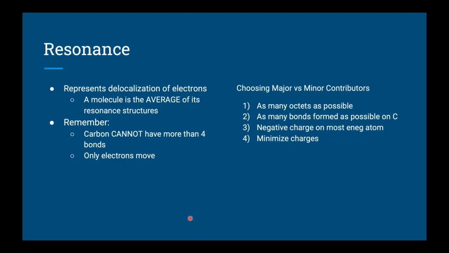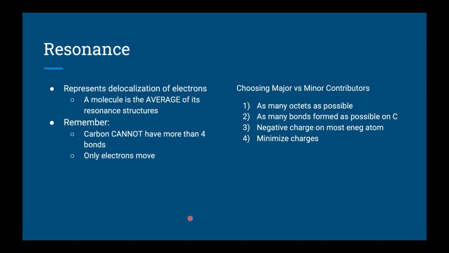And then in terms of choosing major versus minor contributors, some of the things we're looking out for are the same throughout this presentation. But when we're determining stability, we're going to look for as many octets as possible. Remember that octet rule. We're going to be looking for as many bonds formed as possible on carbon. The ideal number is 4. If you have a negative charge, put it on the most electronegative atom. Carbon will not be happy with it.